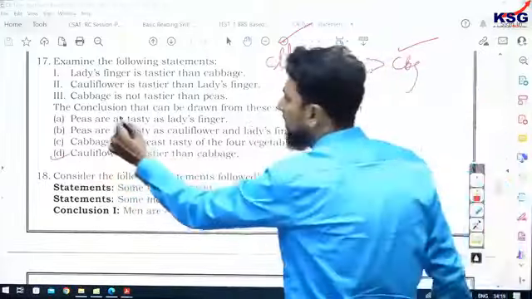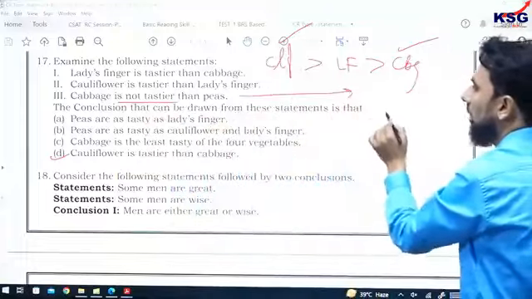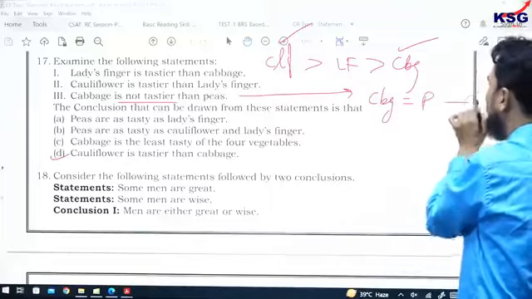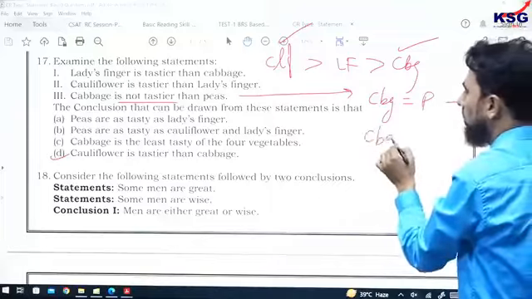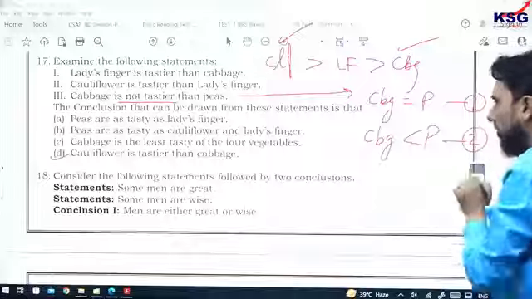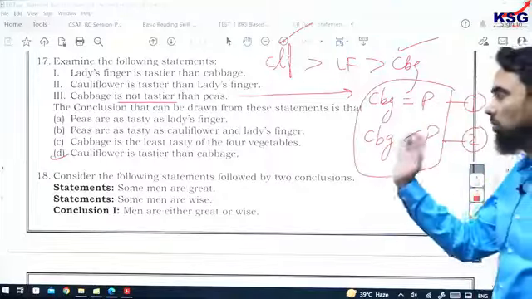However, the third statement says cabbage is not tastier than peas. It means it has got two meanings. Either cabbage and peas could be of the same taste, or cabbage is not tastier, which means cabbage could be less tasty than peas. So these are the two meanings, and you need to consider both when you evaluate the conclusion.